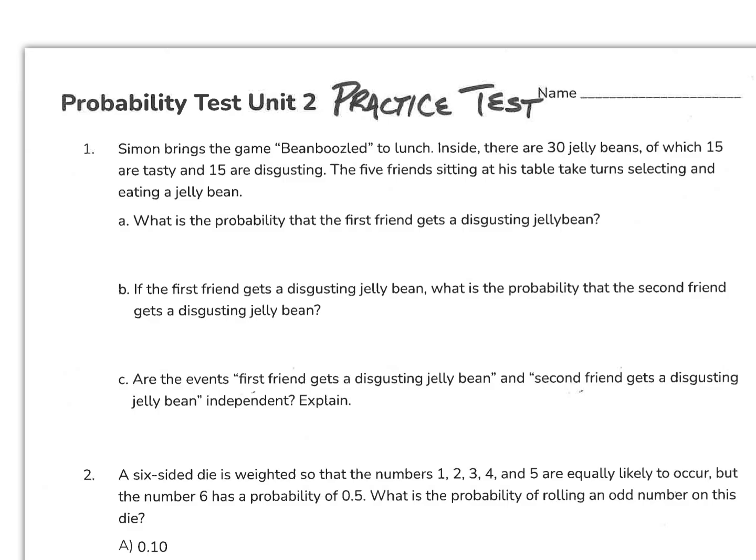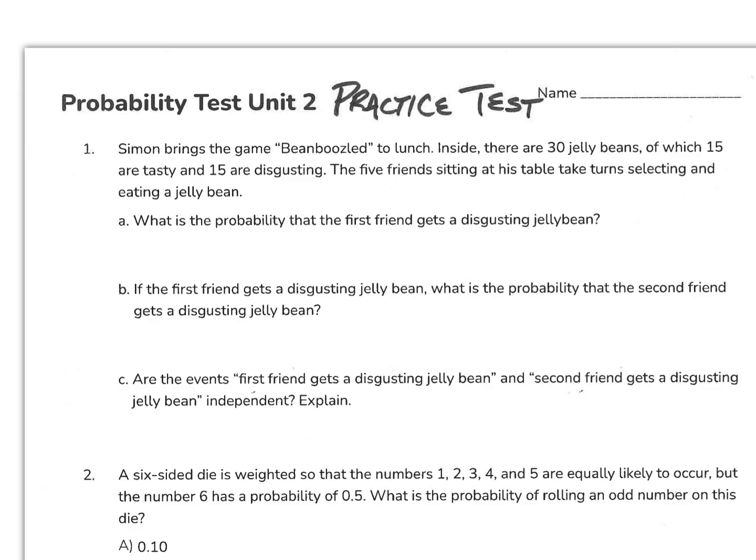First question is, Simon brings the game Bamboozled to lunch. Inside there are 30 jelly beans, of which 15 are tasty and 15 are disgusting. The 5 friends sitting at the table take turns selecting and eating a jelly bean. What is the probability that the first friend gets a disgusting jelly bean?